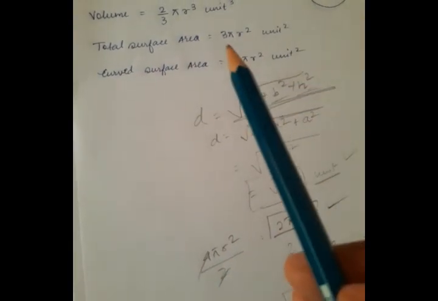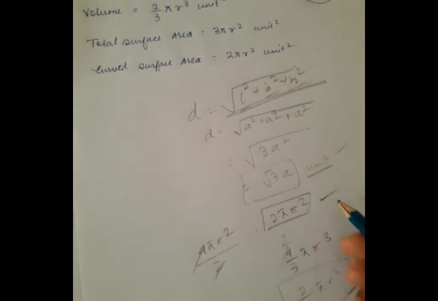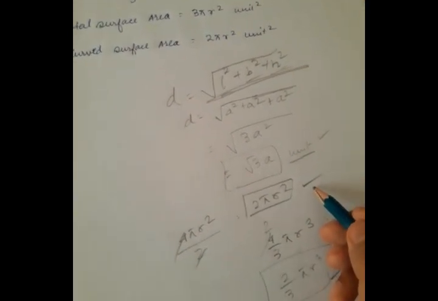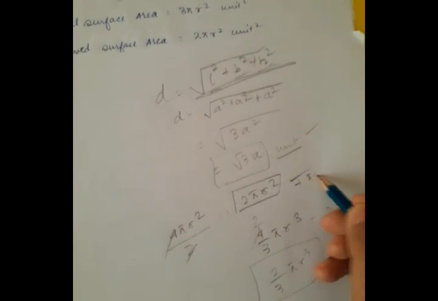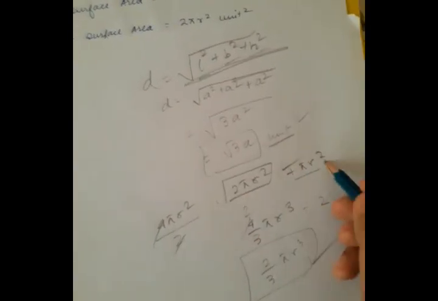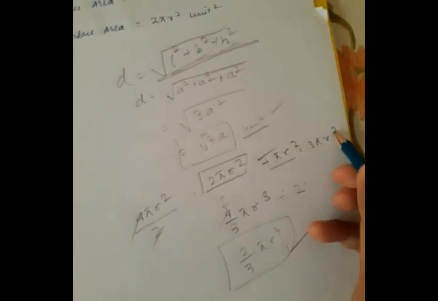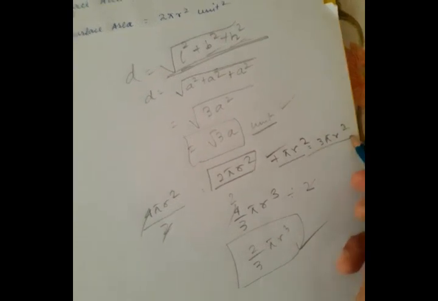And what about the total surface area? We know that the area of a circle is pi r square. By adding this pi r square to it, combining gives 3 pi r square unit square. It will give the total surface area. Okay.